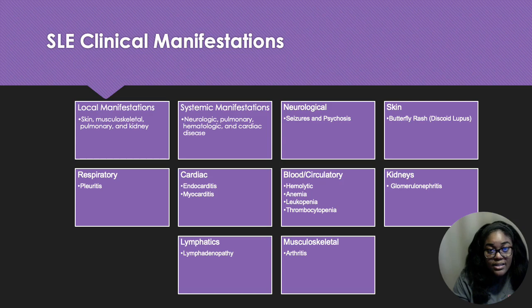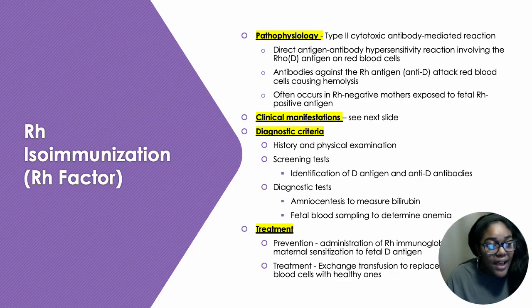and this is where it presents. Okay, so the final disease that we'll talk about today is Rh isoimmunization, or the Rh factor disease. And this is caused by a type 2 cytotoxic antibody mediated reaction. So there is a reaction between two different individuals. Normally it occurs in mothers versus a fetus, and often the mother is Rh negative, and Rh is the antigen that is presented in this disease process.